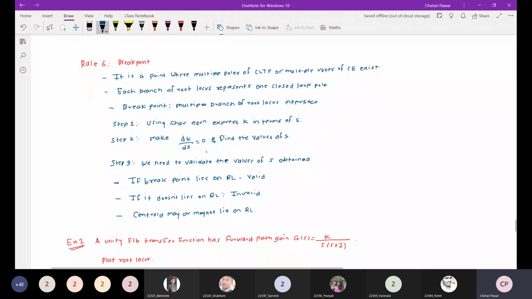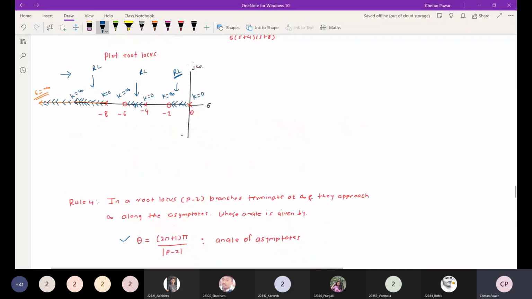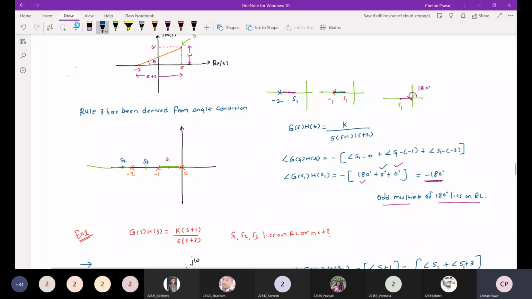So how to find out the breakpoint? We have seen some root locus before, so there may be a breakpoint. Here you can see these two are poles, right? Between these two poles, as you increase the value of k, what will happen? These open loop poles will move towards the open loop zeros.